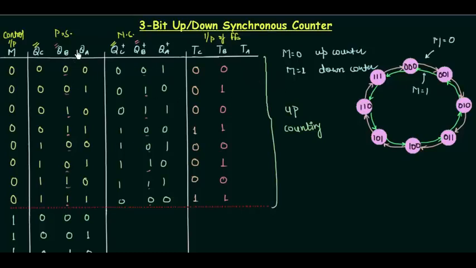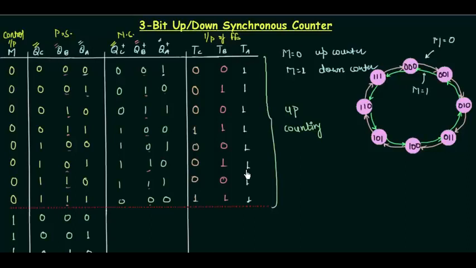In the same way we will do it for TA. TA will be determined by using QA and QA plus. 0 1, toggling is there, so 1. 1 0, 0 1, 1 0, 0 1, 1 0, 0 1, 1 0. So in all the 8 cases we will have toggling. So let's write it down. For toggling we have TA equal to 1. Okay, so we are done with the up counting case.